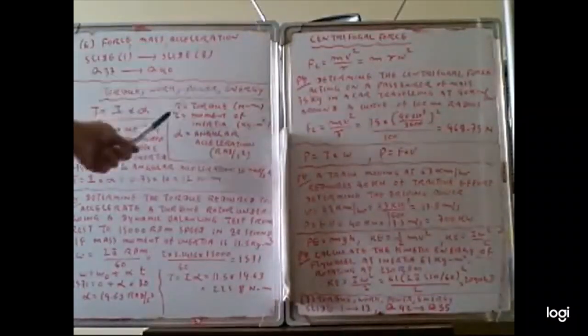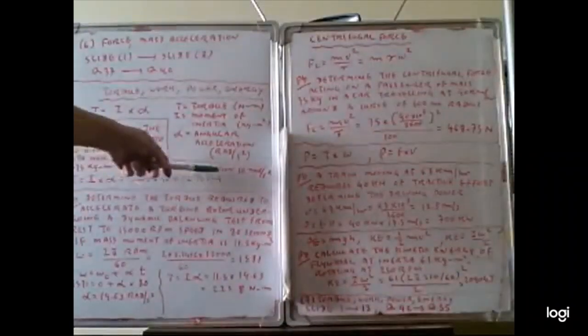So another topic is torque, work, power, and energy. Torque is equal to I multiplied by alpha. In this case, T is the torque in Newton meter, I is the moment of inertia in kilogram meter square, and alpha is the angular acceleration in radian per second square. So we solve this problem.